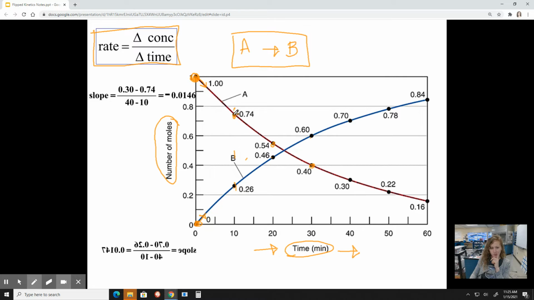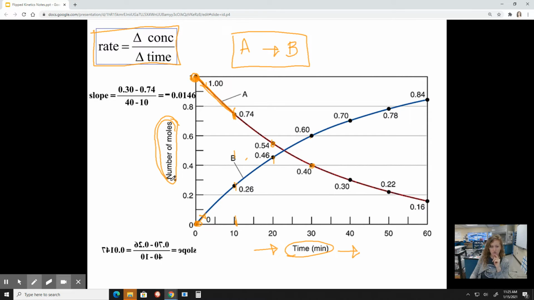So our 2 points at 10 minutes, A has decreased by 0.26, B has increased by 0.26. Again, at 20 seconds, we see another decrease of, what is that, 0.2, increase of 0.2. So they are changing at the same rate. If I look at this line right here between these first 2 points, I can figure out the change in the rate by looking at this graph.